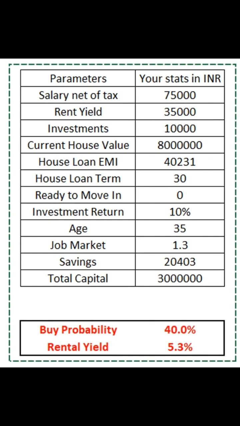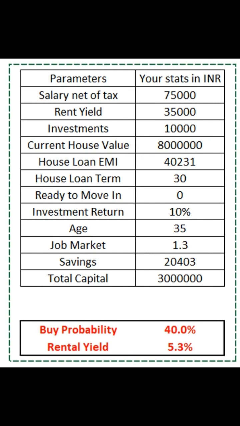Let's call this prospective buyer Anand. Anand makes a monthly salary of 75,000, which is net of taxes. He has a rental yield of 35,000, has investments of about 10,000 rupees, and is looking to buy an 80 lakh rupee property. The decision model predicts that the buy probability, given the current status of Anand, is about 40%, which you can see here right at the end marked in red. And basis that, it seems that Anand may not make a very prudent financial decision by buying this property, even if the rental yield is at 5.3%.